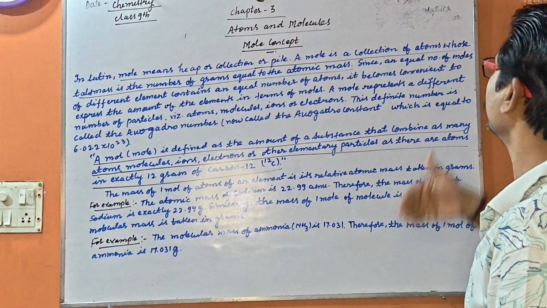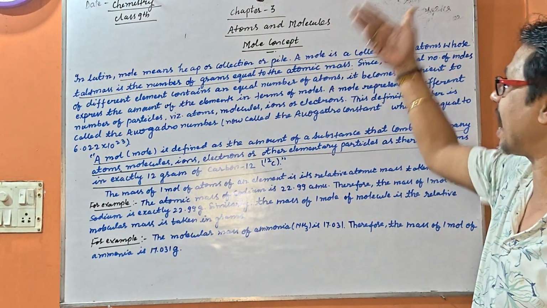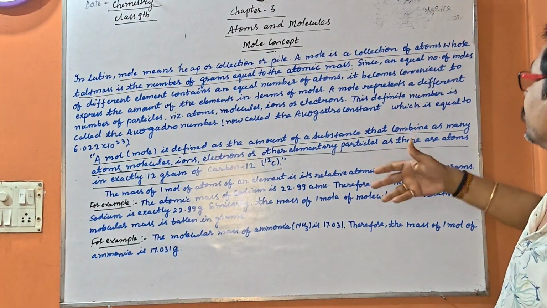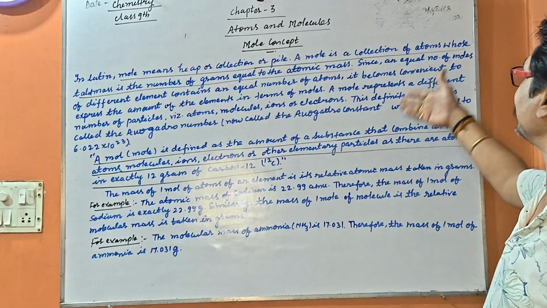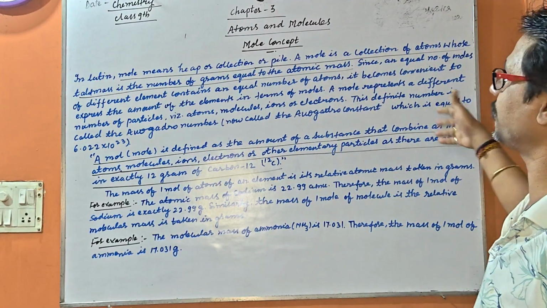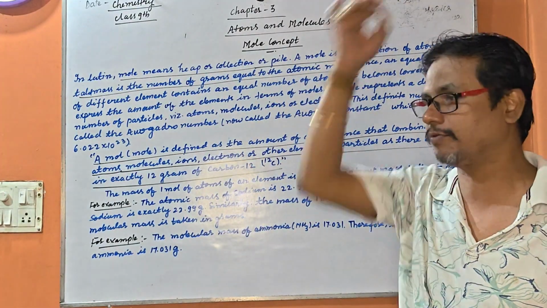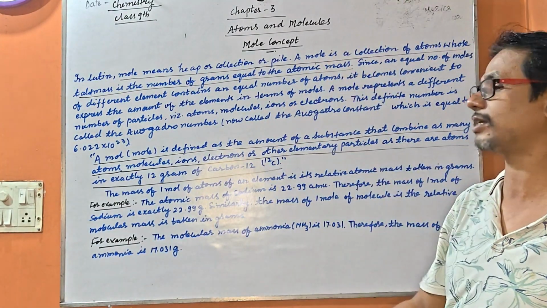A mole represents a definite number of particles, that is atoms, molecules, ions or electrons. This number is called the Avogadro number, now called the Avogadro constant, which is equal to 6.022 into 10 to the power 23. Always keep this in your mind.